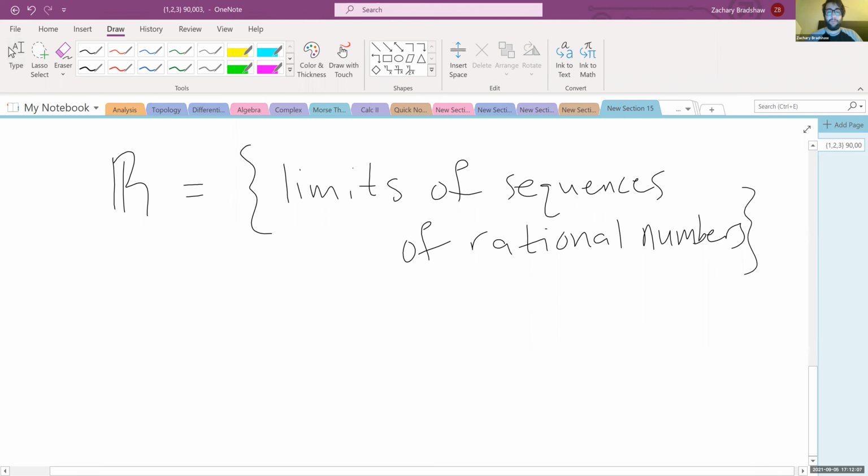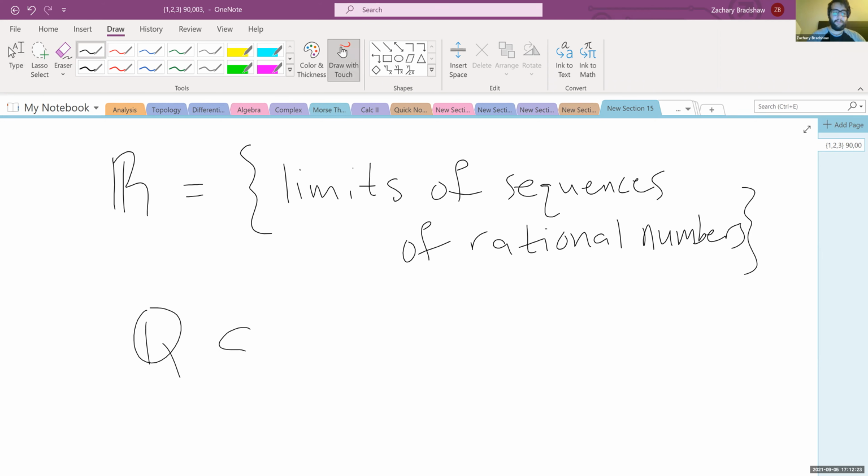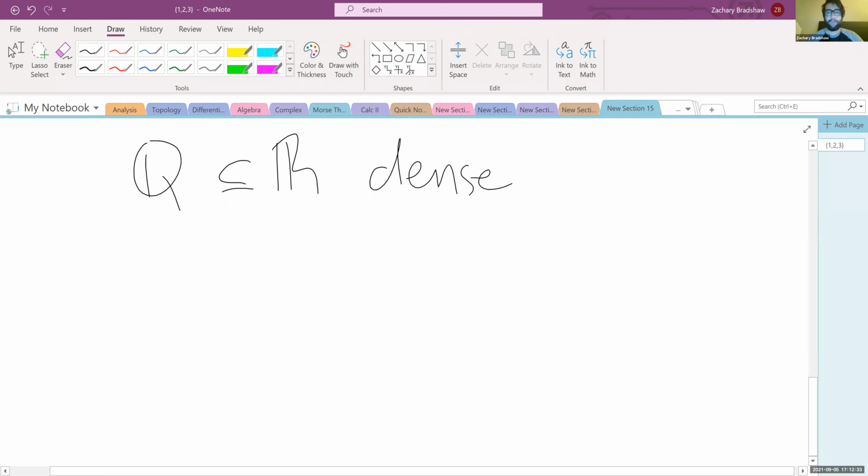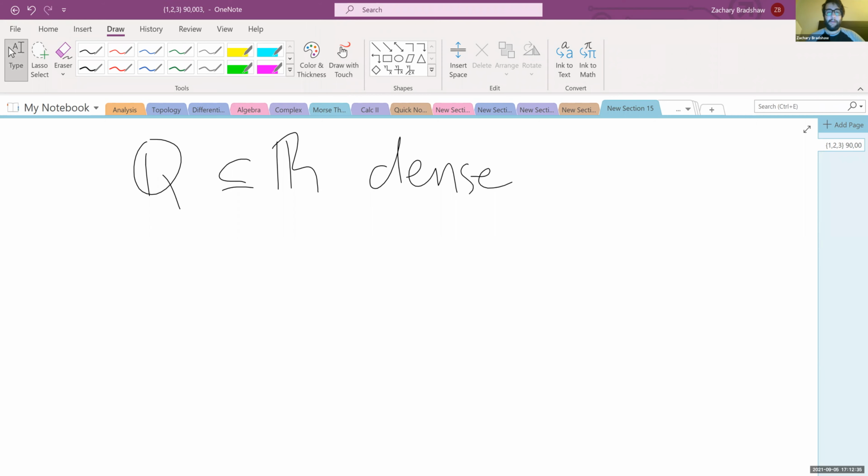The fact that all real numbers have a sequence of rational numbers converging to them is referred to as the property of denseness. So Q is dense in R, the rational numbers are dense in R. This means that every real number has a sequence of rational numbers converging to it.